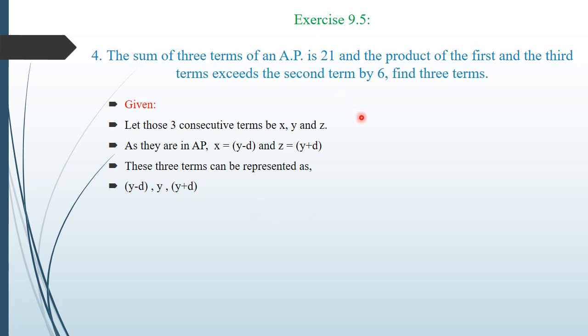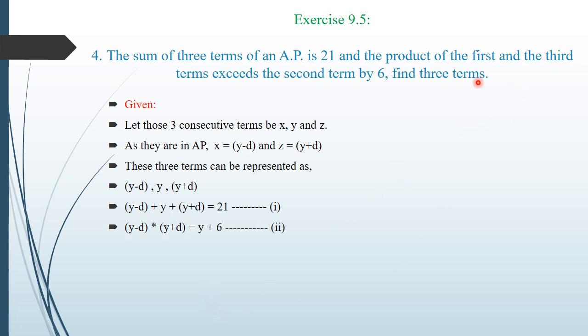Now coming to our question, the first statement says sum of three terms of an AP is 21, which means when I add these three terms, it is going to give me 21. Therefore, y minus d plus y plus y plus d. These three terms when I add, I am getting 21. This is the first statement given in the question.